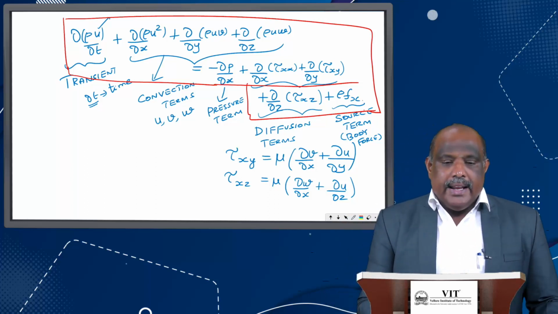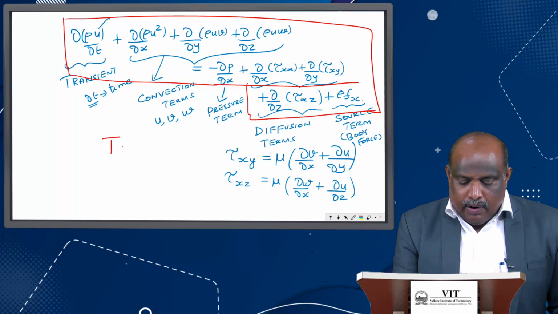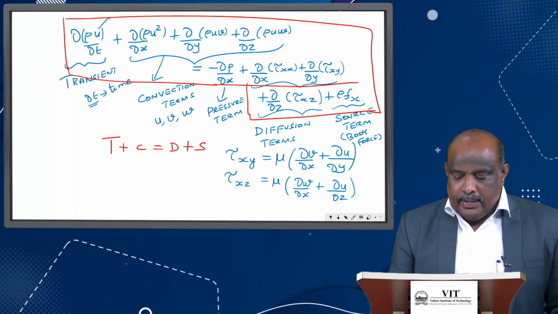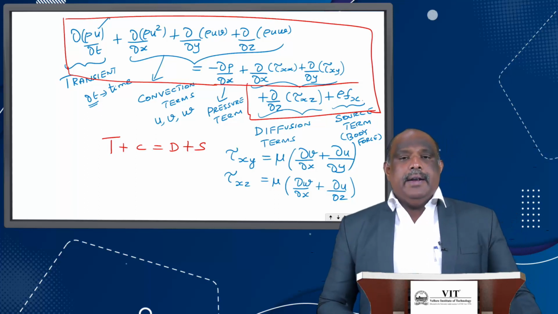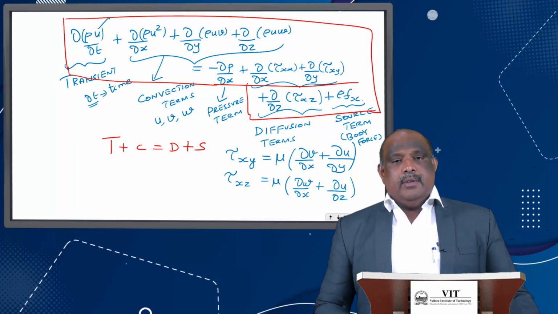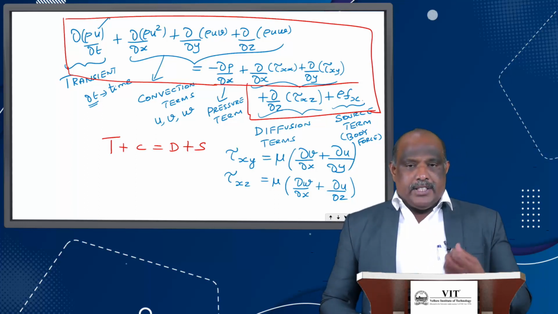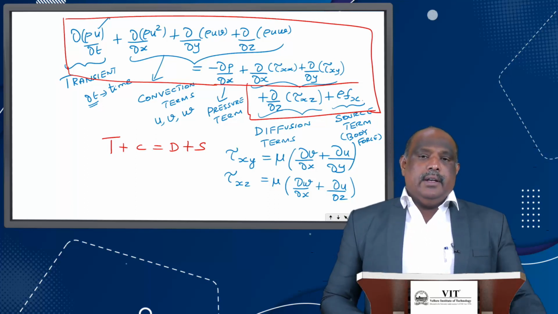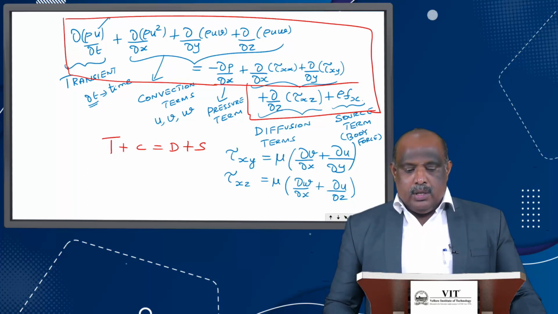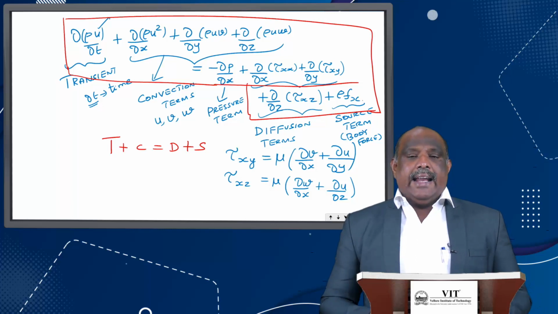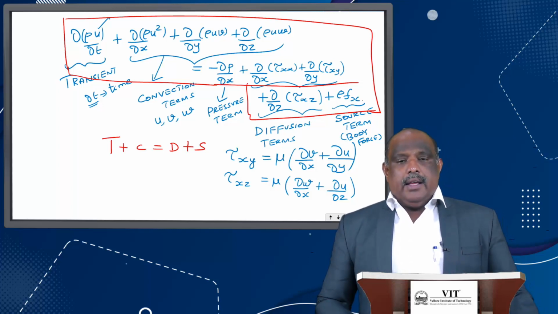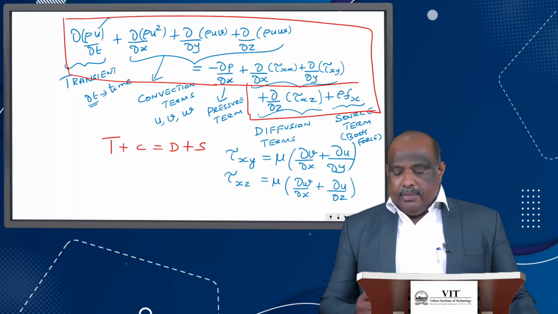So generally any transport equation will be of the form T plus C equal to D plus S, which means transient terms plus convection terms will be equal to diffusion terms plus source terms. So I hope now we have an idea about the x momentum equation with the various terms involved.